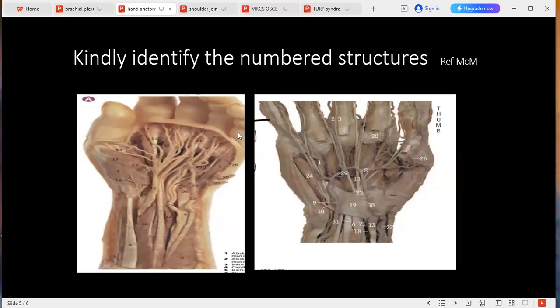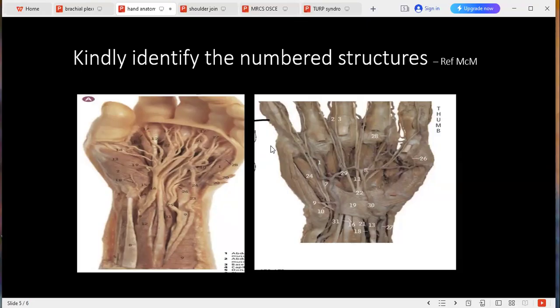Flexor digitorum superficialis is inserted into the base of the middle phalanx of the second, third, and fourth fingers. And the tendon of flexor digitorum profundus pierces through the tendon of flexor digitorum superficialis and inserts over the base of the distal phalanx of the first, second, third, and fourth fingers. Very good. Okay.